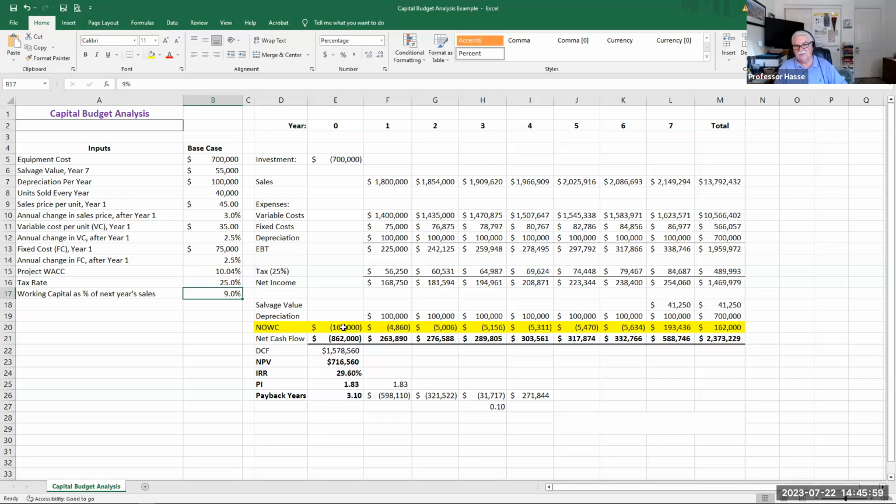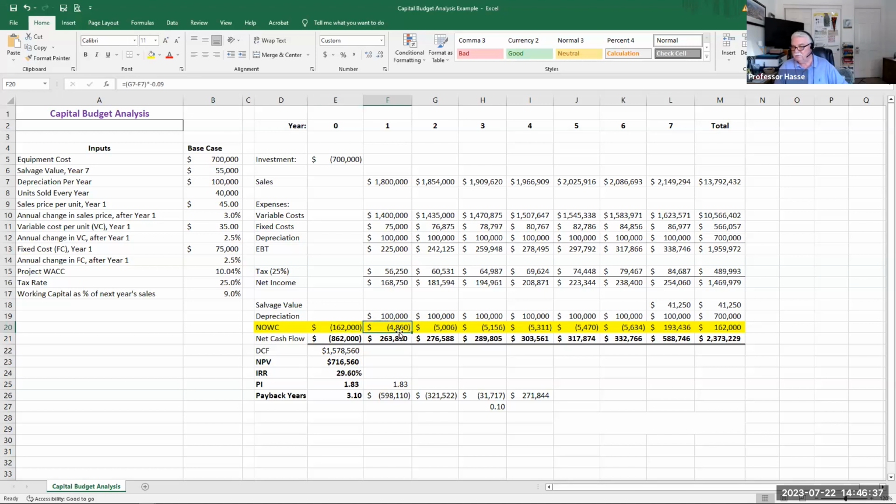So look at the calculation in year 0. I'm taking 9% of $1.8 million, the first year's sales. That's negative $162,000 of additional cash that I need to prepare this project for its investment. So that means in year 0, my investment in the asset is not just $700,000, it's $862,000 negative cash to pay for the needed working capital to get this sucker off the ground.